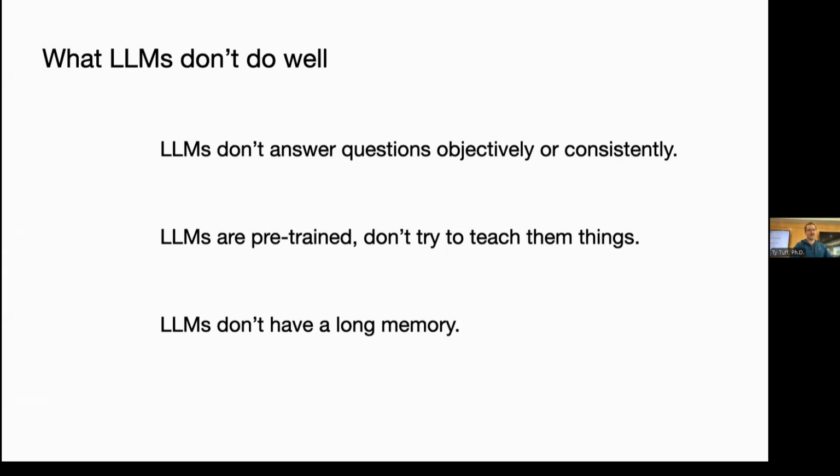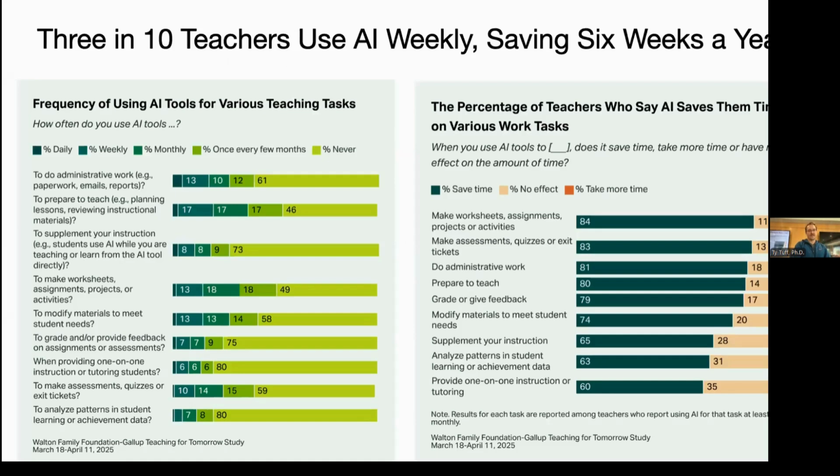What does it not do well? Answer objectively or consistently. It's pre-trained, so you can't get it to think differently. You can give it more context, but you can't get it thinking. And it also doesn't have long memory, so you're going to have to be reminding it about stuff constantly.